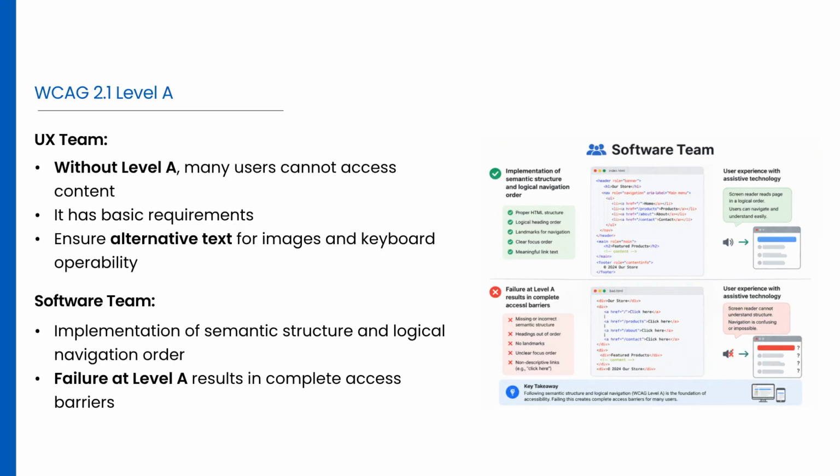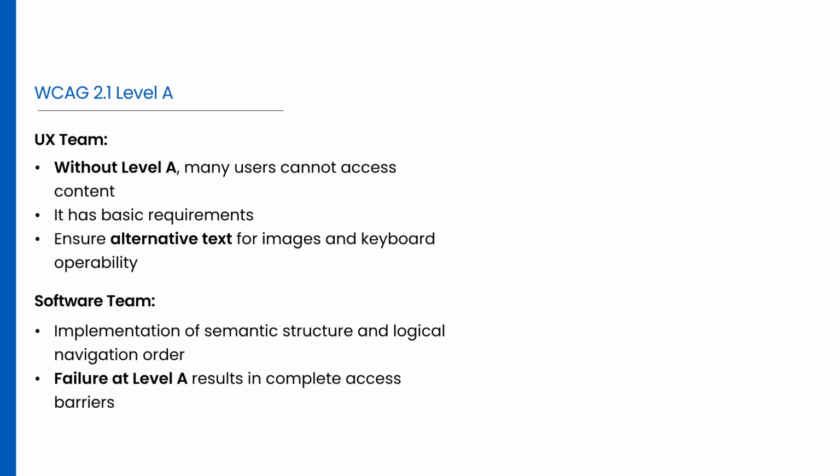The software team must implement semantic structure and logical navigation order in the system. For example, screen readers must correctly read content in sequence. Failure to meet Level A requirements will result in complete accessibility barriers, making the system unusable for many users.